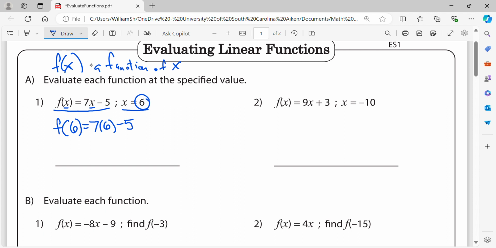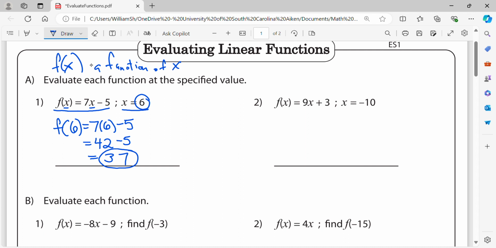Then all we have to do is simplify. I'm not even worried about the f of 6 at this point. I'm just trying to solve the actual function itself with the numbers on the right hand side. So 7 times 6 is 42, minus 5, and 42 minus 5 should give us 37. So our answer here is 37. If a function of x equals 7x minus 5, and the x I decided to plug in is 6, the value that I get for that function is 37.